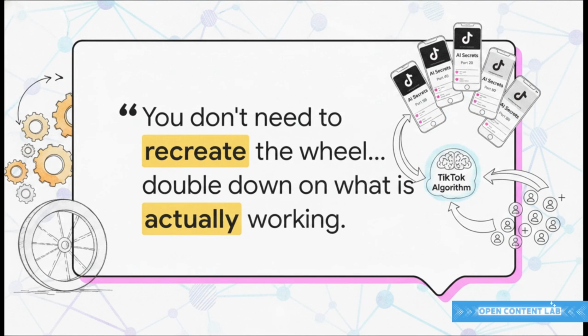Seriously, do not reinvent the wheel every single time you post. Double down on what's already working. Like if a video about things you didn't know about AI goes completely viral, please don't pivot to a brand new topic tomorrow. You should immediately make part 2, part 3, and part 4 of that exact same series. Doing this constantly hits the exact same keywords, it attracts the exact same viewers over and over again, and it perfectly trains the algorithm on exactly who to show your content to.